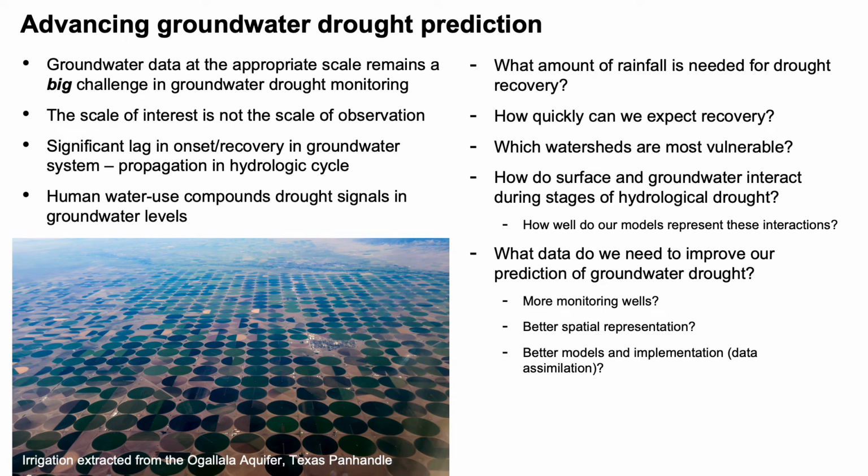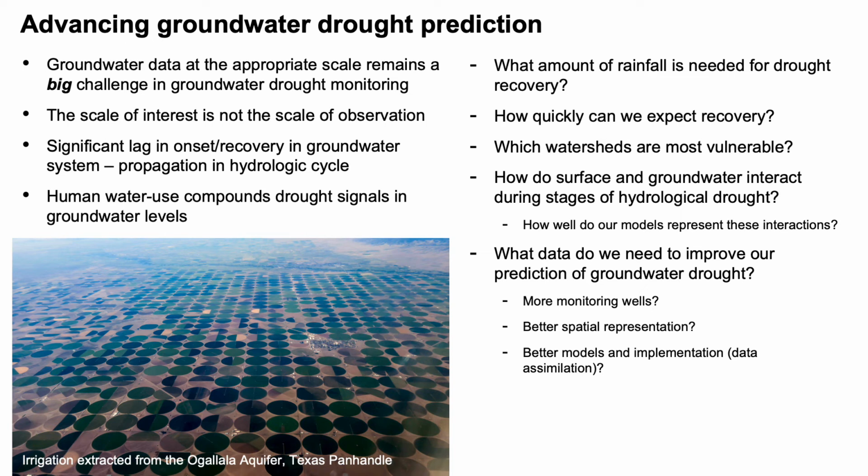Groundwater data at the appropriate scale remains a big challenge in monitoring drought in the groundwater systems. As drought propagates through the hydrological cycle, there's a significant lag in the onset and recovery of the groundwater system. Furthermore, humans compound drought signals by changing levels through pumping. Ultimately, we want to be able to predict how much rainfall is needed for drought recovery and how quickly we can expect this recovery and which watersheds are most vulnerable.